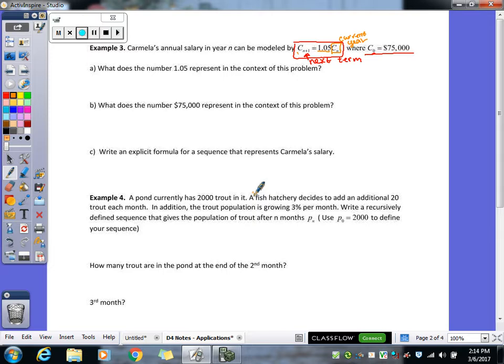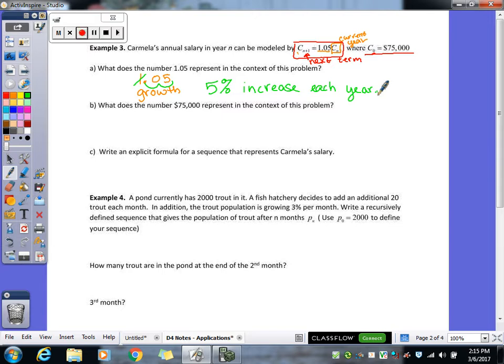So this is very much like the exponentials that we dealt with before. If it was 1.05, because it's greater than 1, this was a growth. So we took the 1 off, and you move the decimal over 2 places. So this means it's a 5% increase each year.